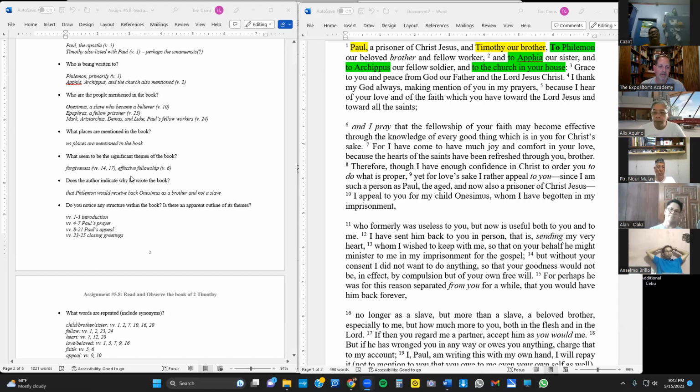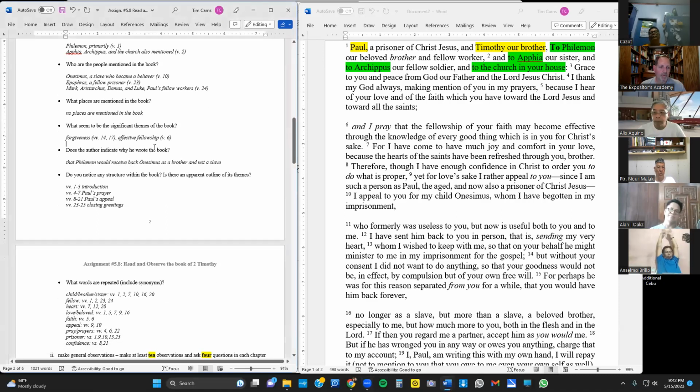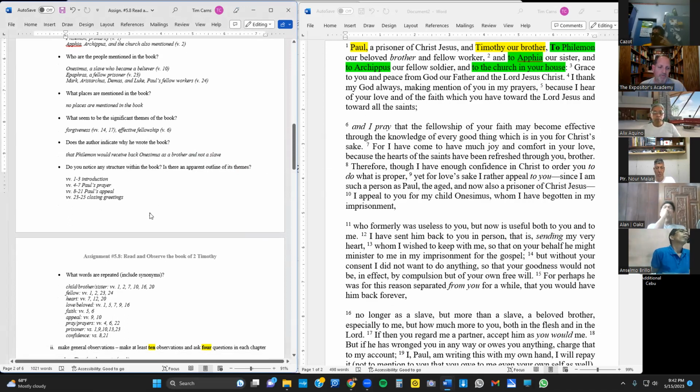All right. Does the author indicate why he wrote the book? So I just put down what I thought based on that. Do I notice any structure in the book? So I look back and see, can I figure out an outline for the book? And this is what I put together just from reading it several times. Again, this may be wrong or not fully accurate, but right now I'm just doing it to encourage active reading.